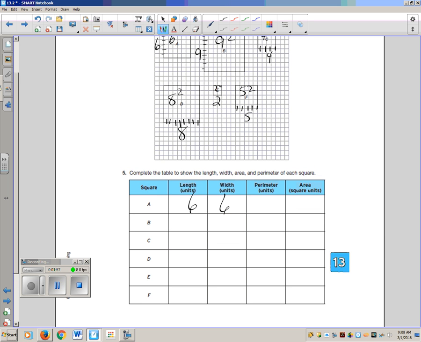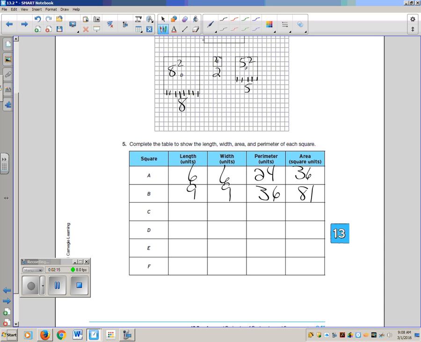Is 6 by 6. 6 times 4. The perimeter is 24. The area is 36 square units. D is a 9 by 9. 9 times 4 is 36. 9 plus 9 plus 9 plus 9. 9 squared is 81.